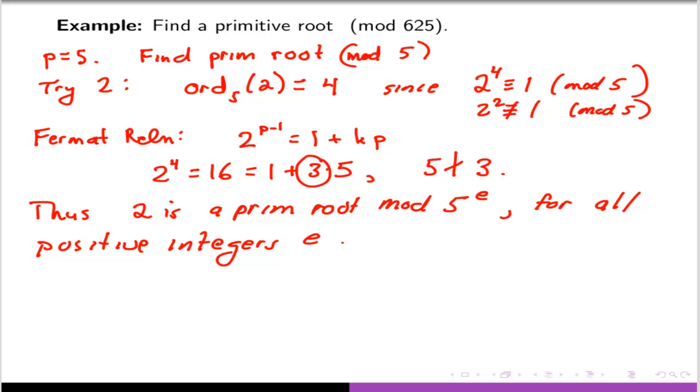A remarkable fact. Once you have a primitive root mod the prime p, then as long as p is not a divisor of this k value, it will continue to be a primitive root mod every power. In particular, 625, that's just 5 to the 4th power. 2 would be a primitive root mod 625.